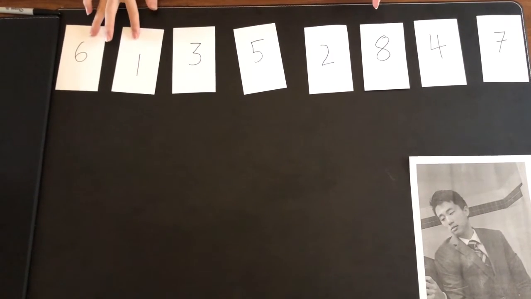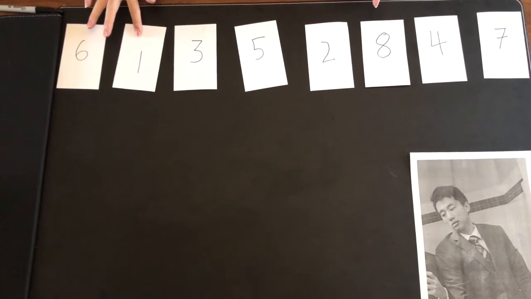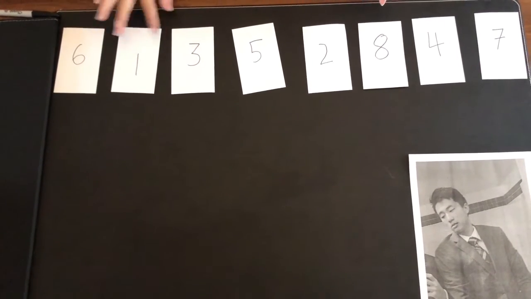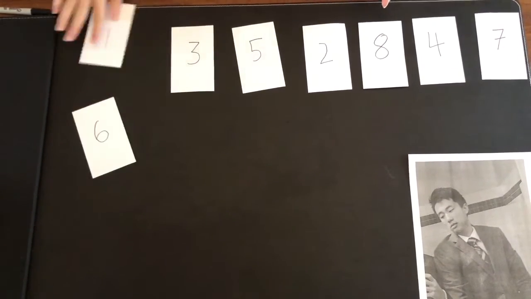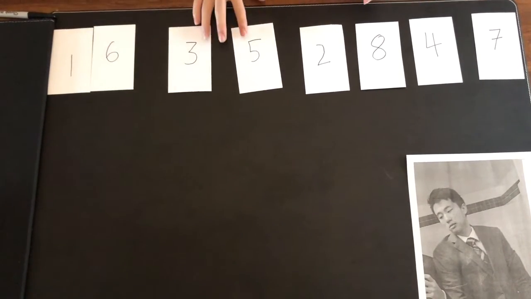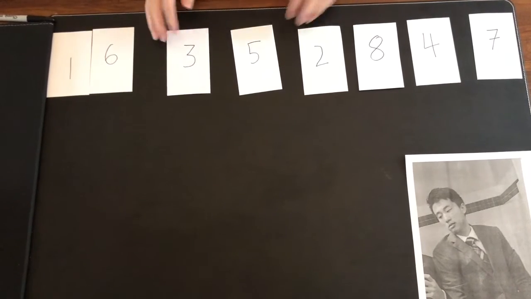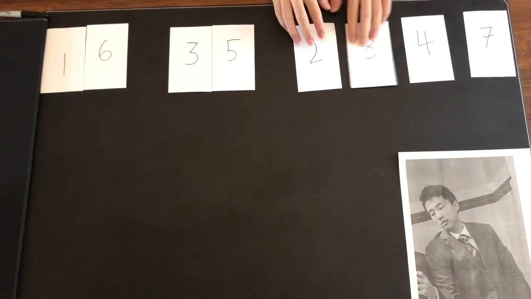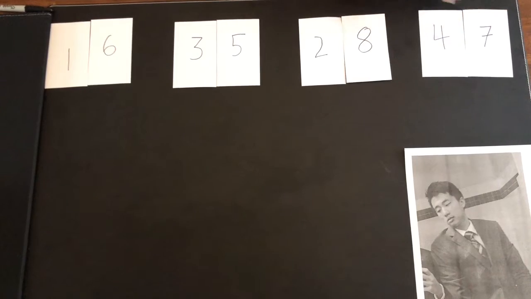So the first pair that we had was 6 and 1. And 6 is greater than 1, so they're not in the right positions. So we can switch 6 and 1 and recombine them into a pair. 3 and 5, they're in the right order, so we can just recombine them. Similarly, 2 and 8 can be recombined, and 4 and 7.